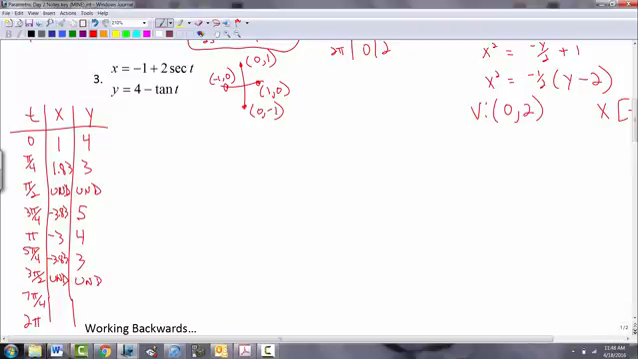What's the secant of 7 pi over 4? The positive root 2, right? So what did we get? A positive root 2 times 2 plus negative 1. Wasn't that the 1.83? Right?